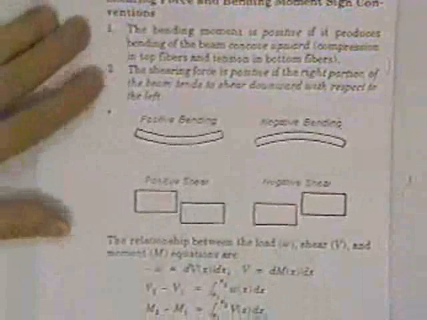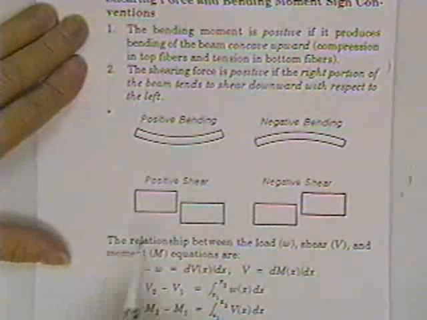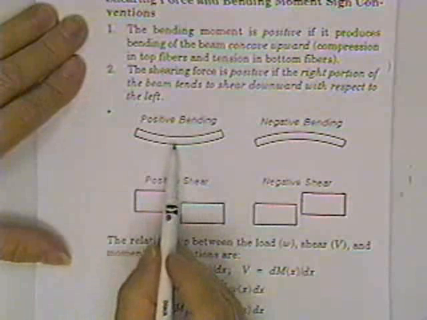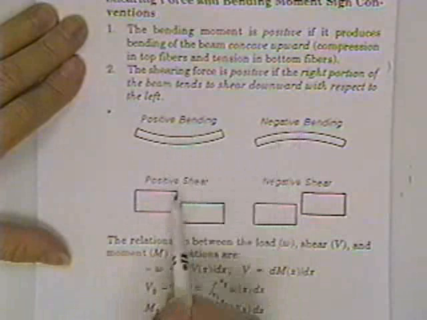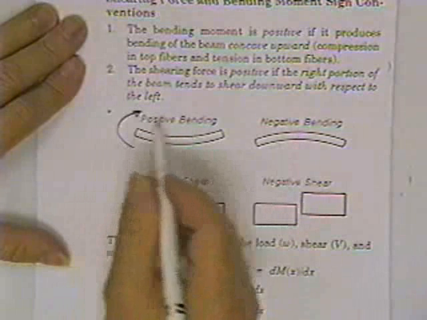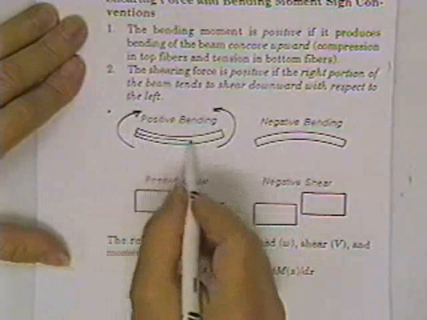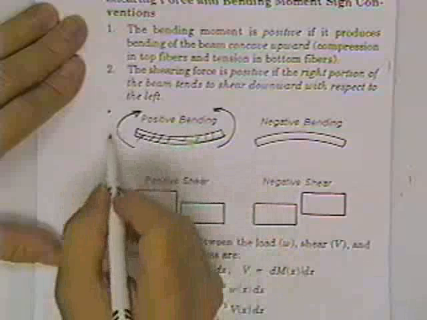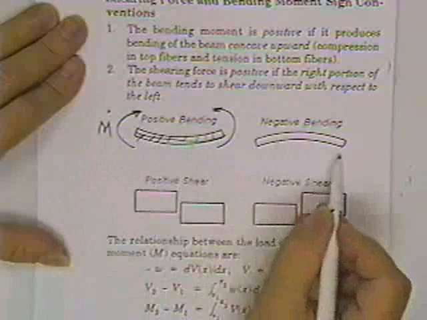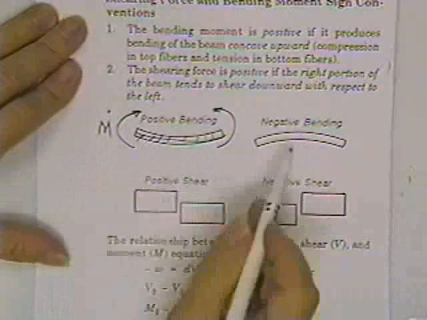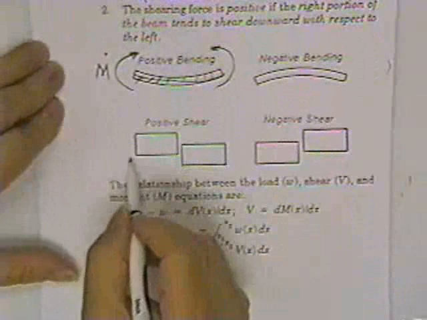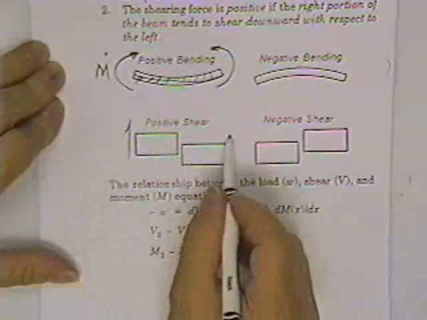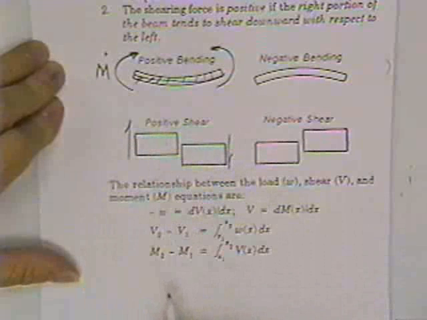You need a sign convention, and your reference manual and many books decide to use this as the sign convention for positive bending moments, and this is for negative bending moments. So if your beam is bent into a smile, it's got positive moments on the ends. If it's bent into a frown, it's a negative bending. You can check a sign convention by looking in the reference manual. Positive and negative shear: if one side tends to go up and this side tends to go down, that will be positive shear.